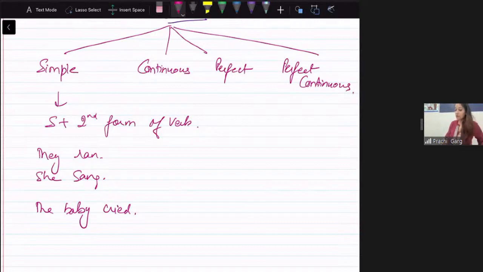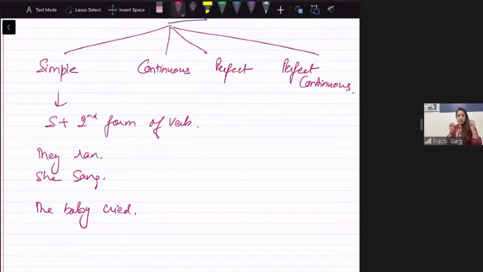And we also use simple past with or without adverbs of time. We don't need to mention when exactly this action got over. We're just simply saying this action is over. Am I clear? Yes. So simple past is quite easy. You just have subject and then you have the second form of the verb.